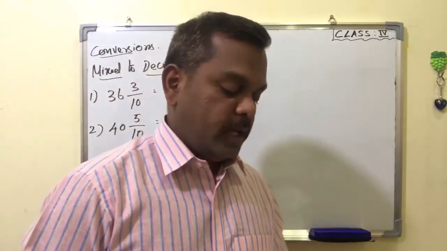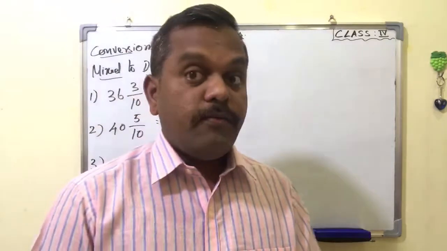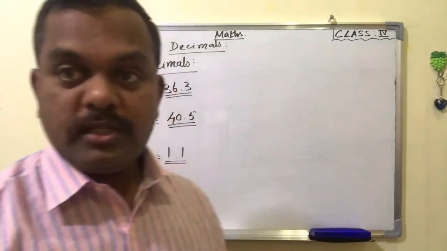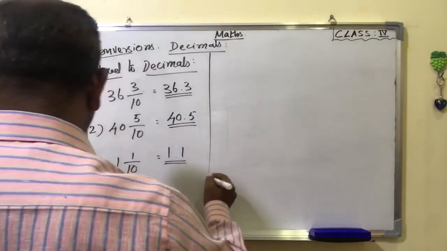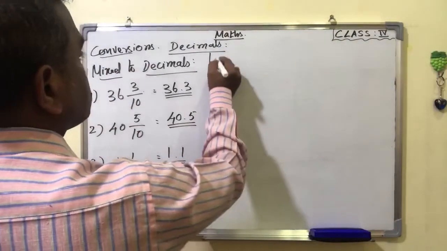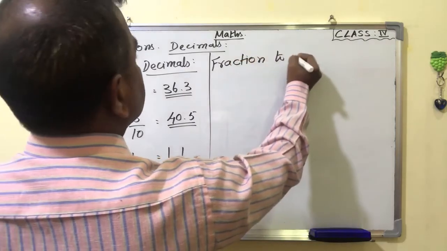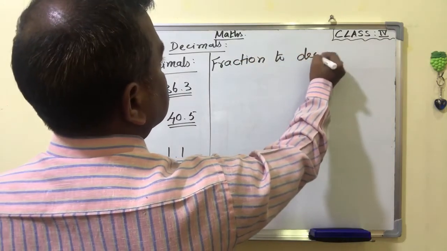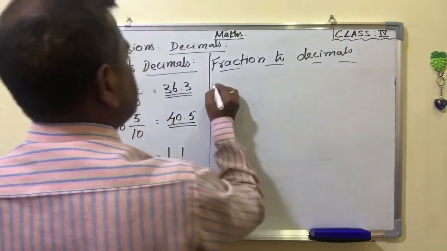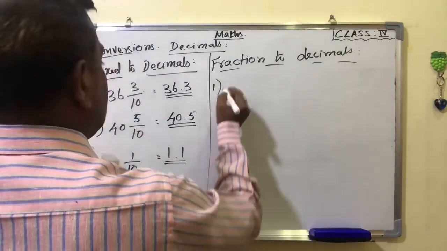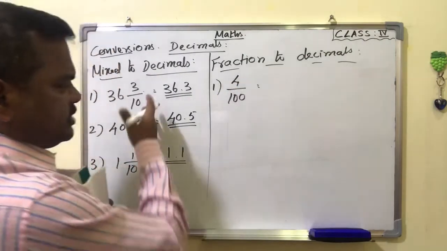So next we are going to convert fractions to decimals. This was mixed to decimal. Next, fraction to decimals. First question, 4 by 100.